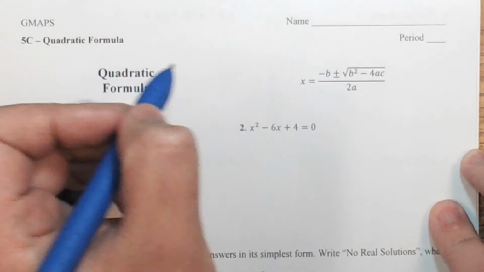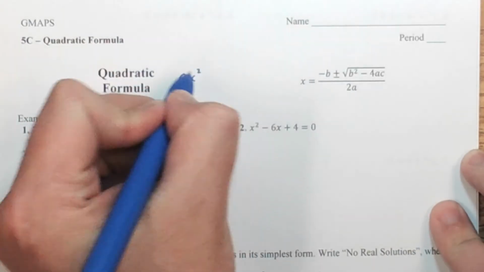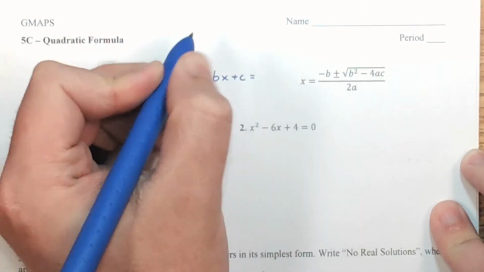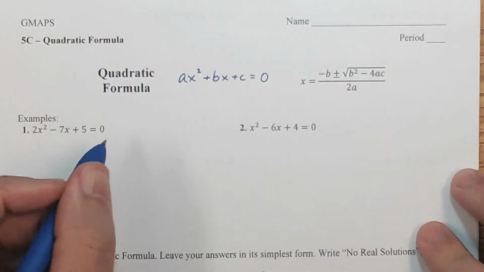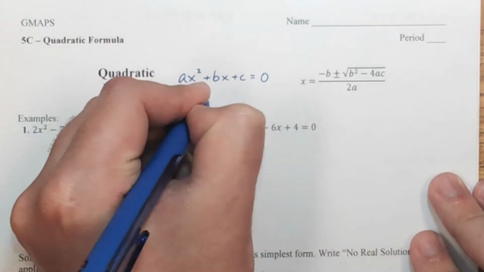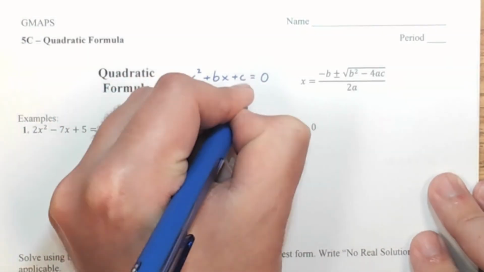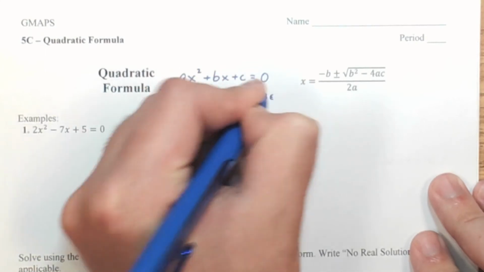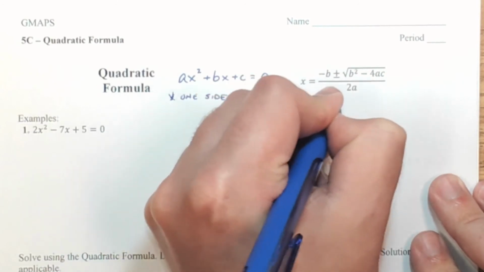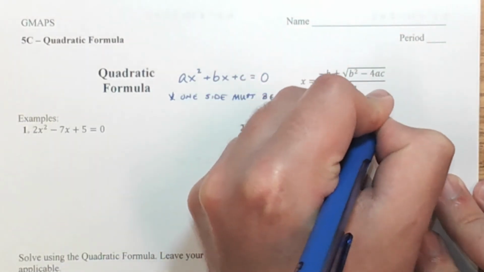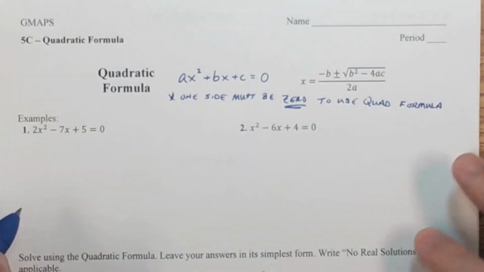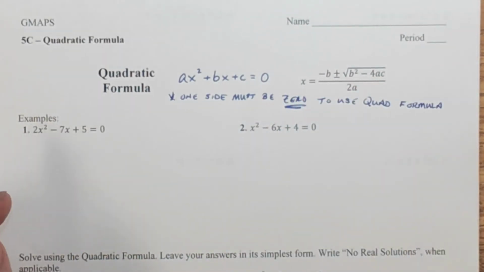But a, b, and c come from the fact that we write quadratics in this form: ax squared plus bx plus c equals 0. So in order to use the quadratic formula, one side must be 0. Okay, so make sure one side is 0 before you start picking out a, b, and c.